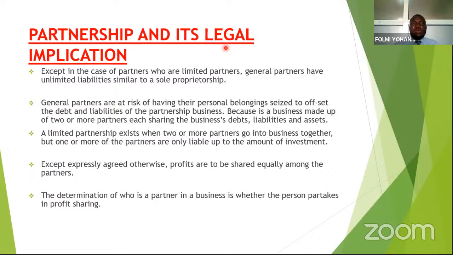When you are indebted to any organization or to any bank, they can seize either of the general partners' personal belongings to offset debts and liabilities and other things, because it's a business made up of two or more partners, each sharing the business debts, liabilities, and assets.